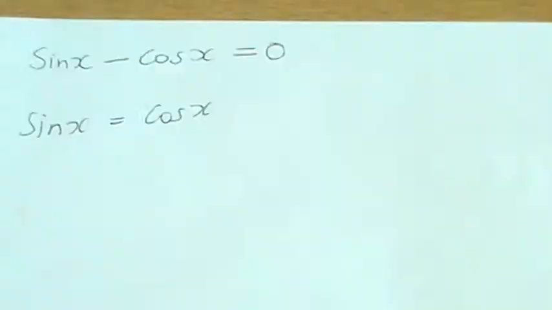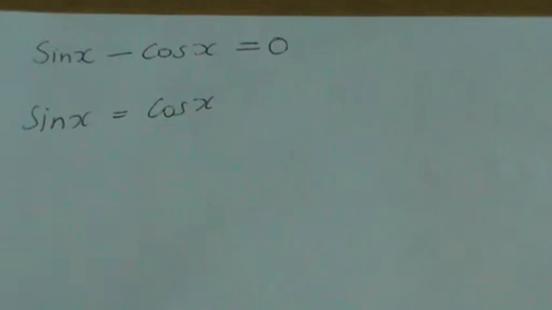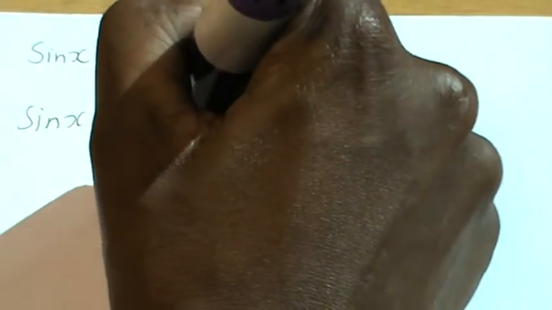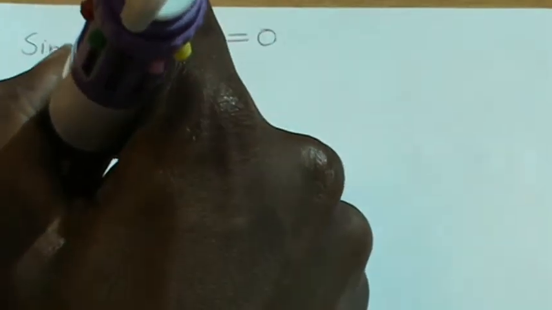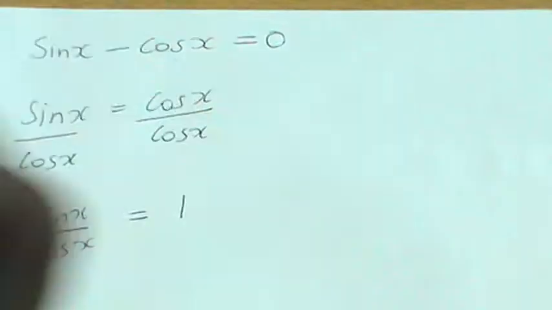So I will have sine x is equal to cos x. Now what I do here is I will divide by cos x on both sides. Then I have sine x over cos x is equal to 1.